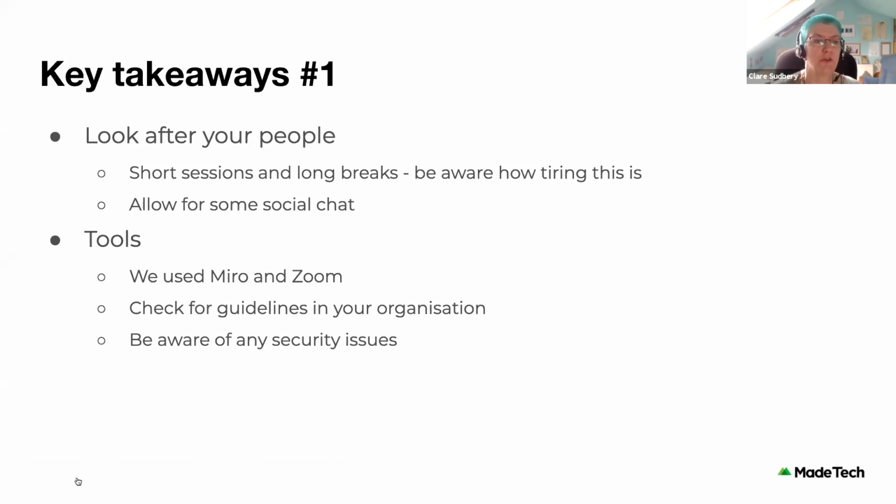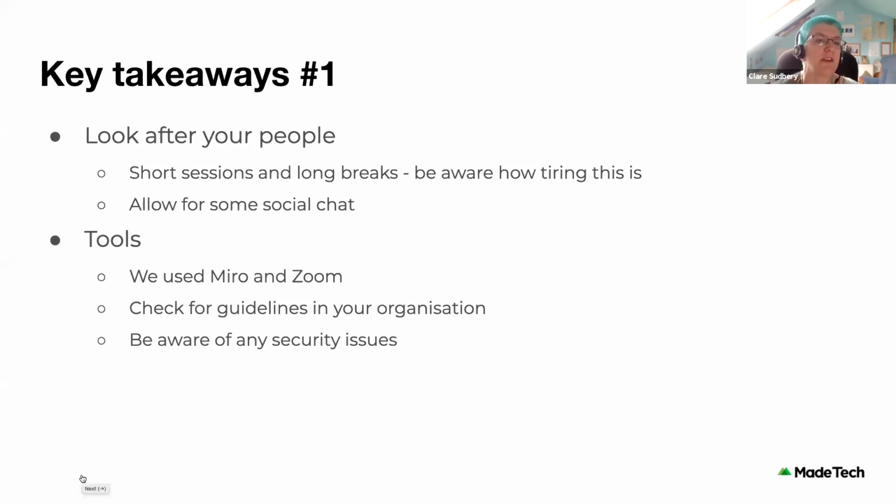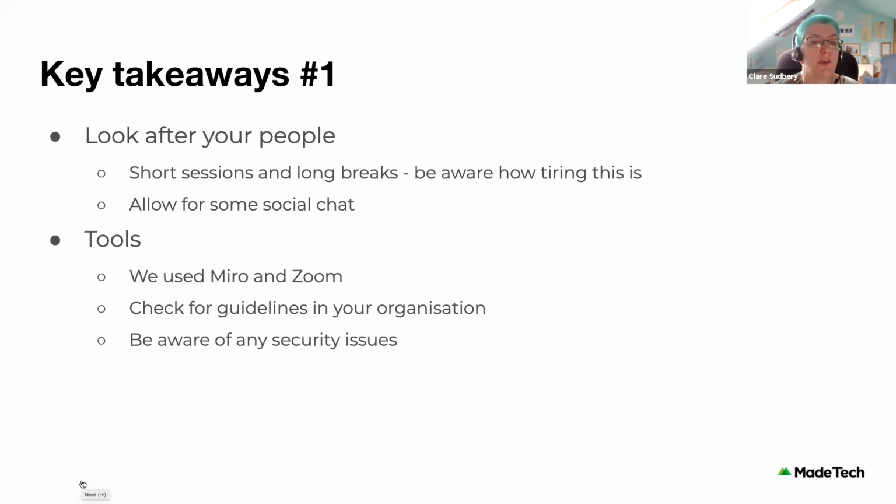So if I quickly go through this one, look after your people. People really, really matter. If you're not looking after them, then things are going to deteriorate quickly. So short sessions, long breaks, be aware that they're going to get tired. Make sure that they're looking after themselves and they're getting a chance to be away from the screen. And do whatever you can to allow for some social interaction. The tools that we used were Miro and Zoom, but you need to check guidelines for your organization, be aware of any security issues. Okay, next slide.